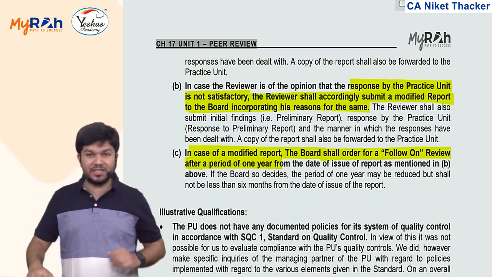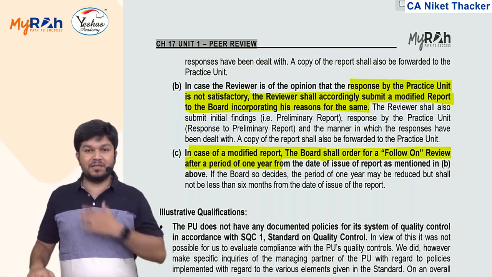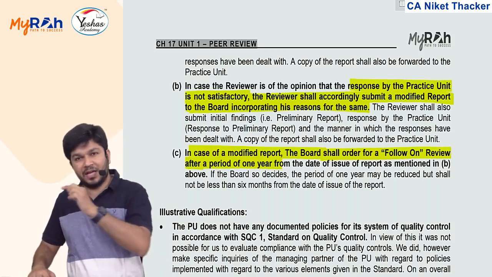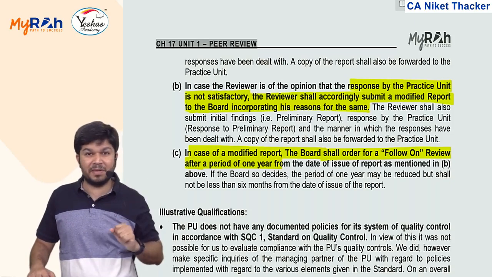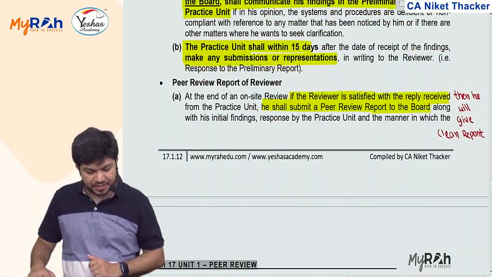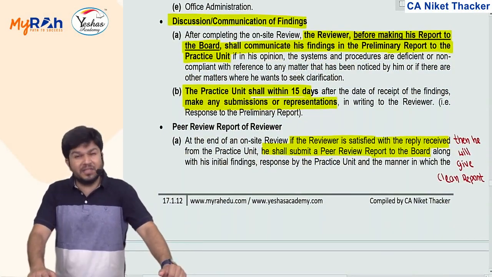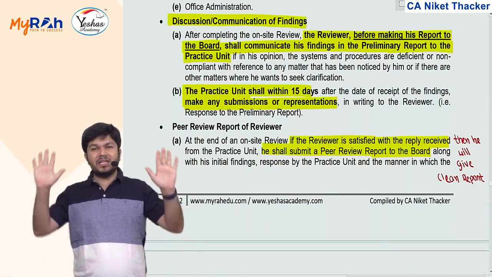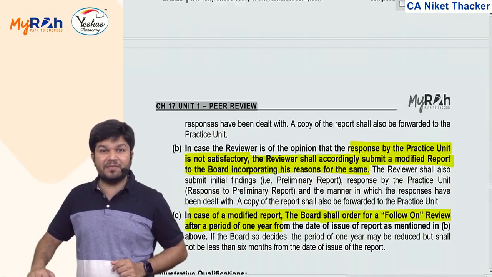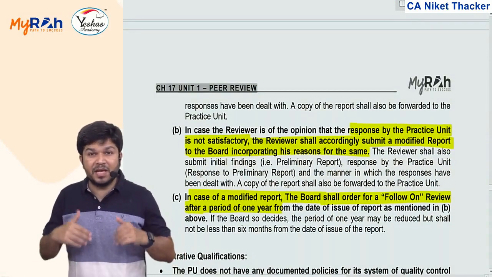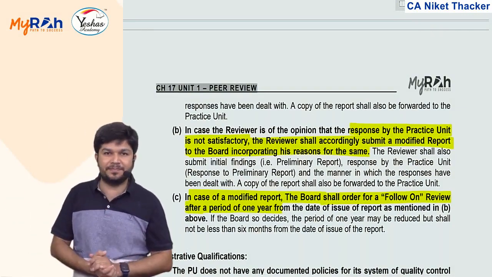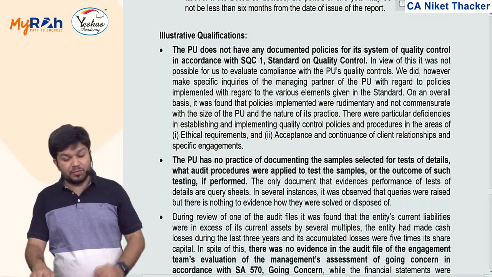Now I come to the reporting. After I have done it, I have to first give a preliminary report with my observations to PU. And PU has to give me a reply within 15 days, basically the representation. Okay, with the representation, if I'm happy, I'll give a clean report to PRB. If I'm not happy, I'll give a modified report to PRB. And if I give a modified report to PRB, PRB will come out with a follow-on review after a period of 1 year.